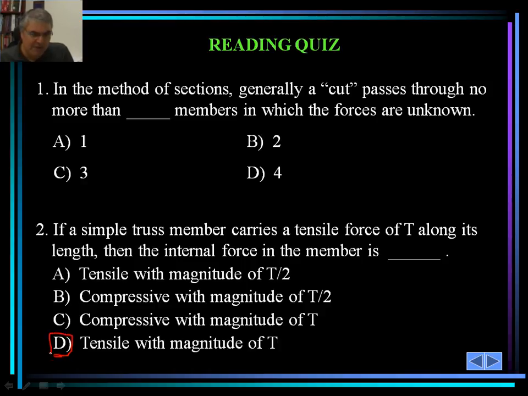The reason for that is if the member carries a tensile force of T along its length, we mean by that that there will be tensile forces in the member of magnitude T. That's how we can interpret when a member carries a tensile force of T along its length. And that's how we interpret the answer.